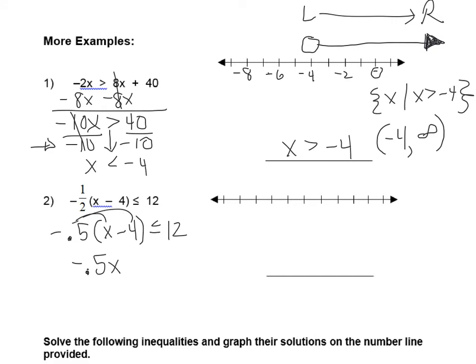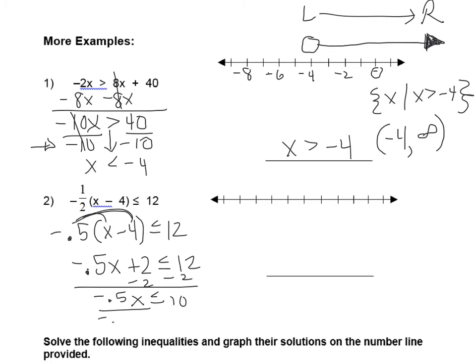Negative 1/2 times negative 4 gives you positive 2, is less than or equal to 12. Remember, don't inadvertently change that less than or equal to into an equal sign. To get the x by itself, we would subtract 2 from both sides. We get negative 1/2 x is less than or equal to 12 minus 2, which is 10.